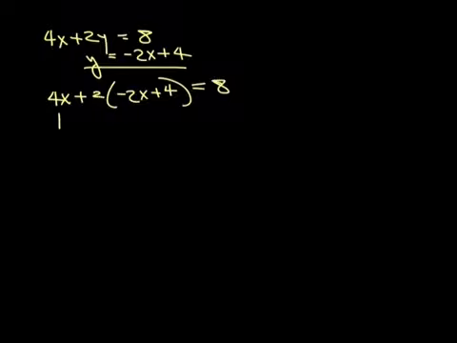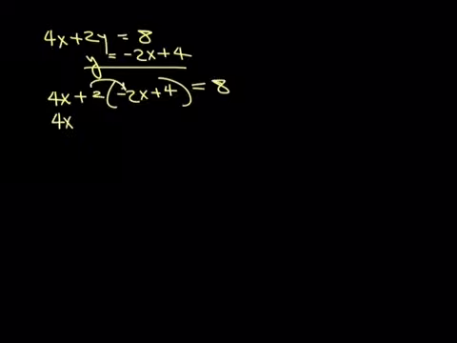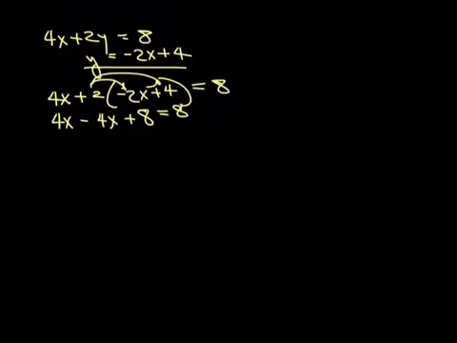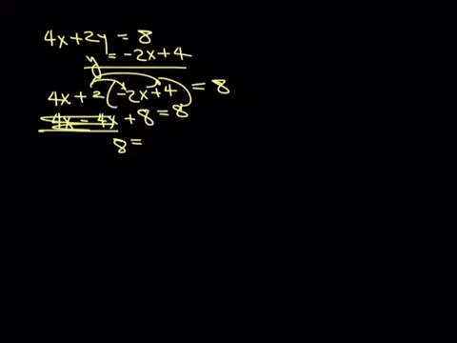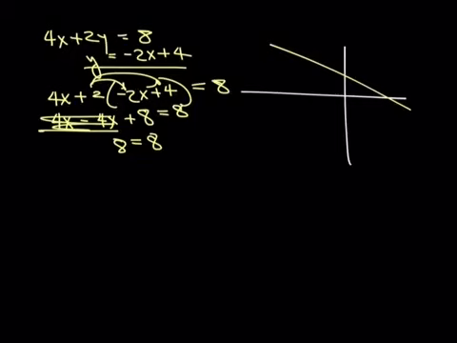Okay, so let's keep going here. 4x, distribute, 4x minus 4x is 0. We end up with no variable, and we end up with 8 equals 8, which is a true statement, but our variables disappeared. So remember from the last lesson, when you had a true statement where the variables disappeared, what you have are two lines that coincide, so two lines that are on top of each other.